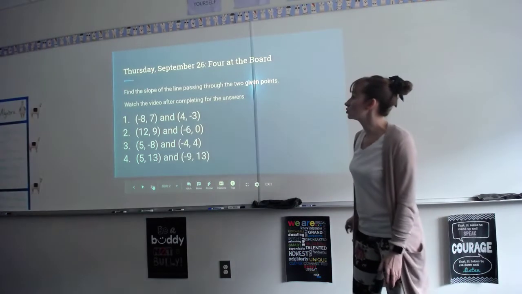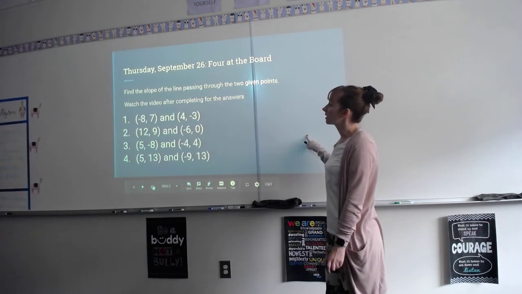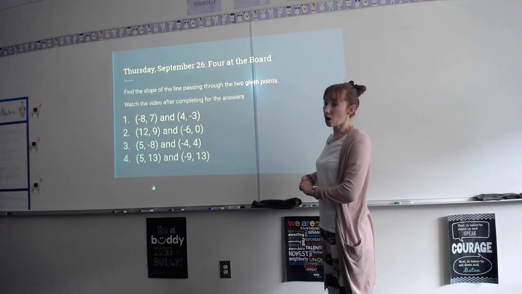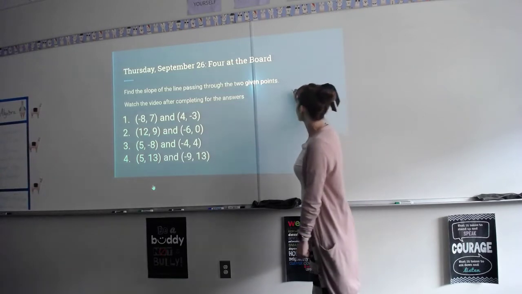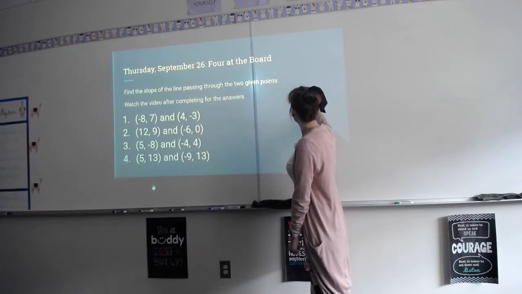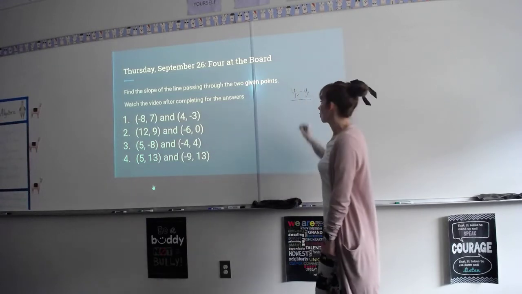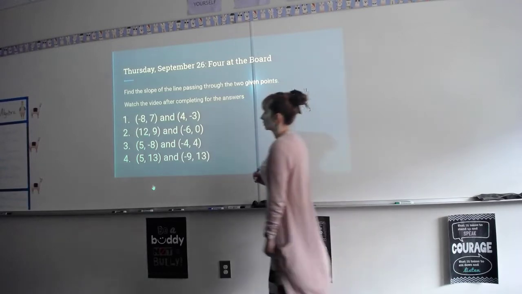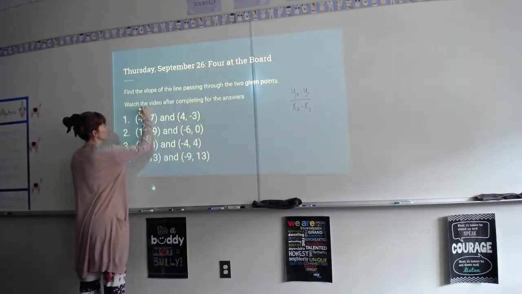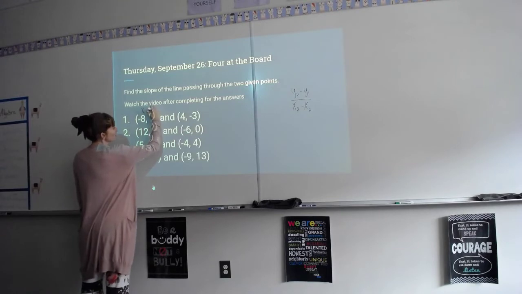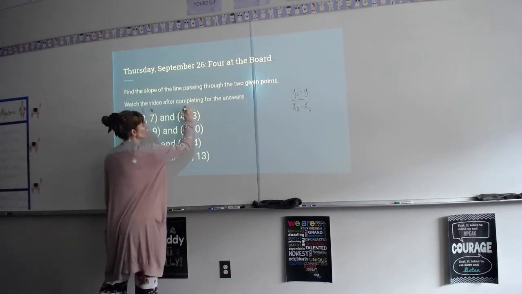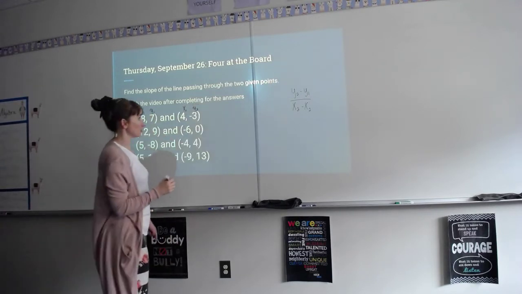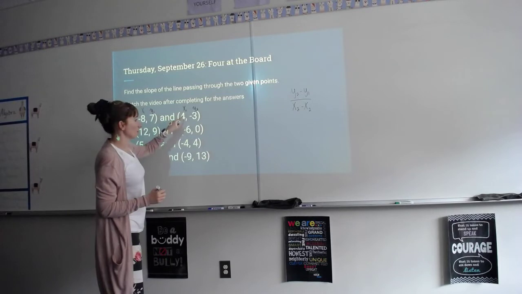So you needed to find the slope of a line passing through the two given points. Remember, our formula to find the slope of a line is y2 minus y1, which is the change of y over the change in x, x2 minus x1. So I'm just going to label these right here. These are all my x1s. These are my y1s. These are my x2s. And then my y2s. So I put my y2s on the top, minus my y1s, and then my x2s minus my x1s.